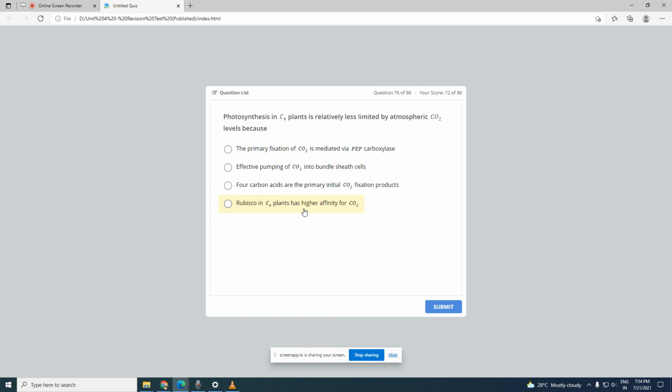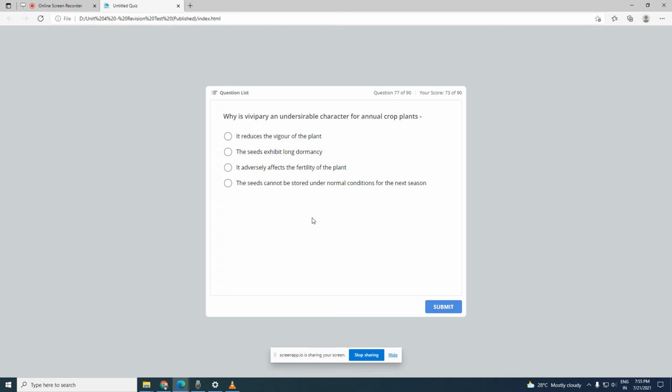Photosynthesis in the C4 plants is relatively less limited by the atmospheric CO2 levels because the primary fixation of CO2 is mediated via PEP carboxylase. Effective pumping of CO2 into the bundle sheath cells. Four carbon acids are primarily initial CO2 fixation products. Rubisco in C4 plants has higher affinity for the CO2. Option B, effectively pumping the CO2 into the bundle sheath cell is the right answer.